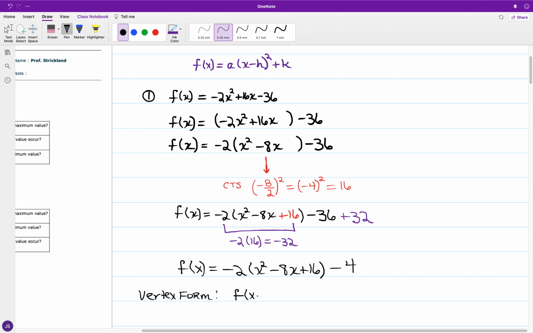So in the vertex form, we have f of x equal to negative 2 times the quantity x squared minus 8x plus 16. This is going to be a squared trinomial. From x squared, I have the square of x. Now for negative 8x plus 16, I got this 16 from having squared negative 4.